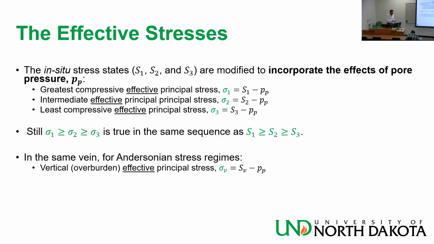And the rank remains the same. Sigma 1 is bigger or equal to sigma 2, which is bigger or equal to sigma 3, because pore pressure affects each stress the same way. But they are smaller. I expect sigma to be smaller than S, and the difference of the two being pore pressure. Can you have a negative pore pressure?